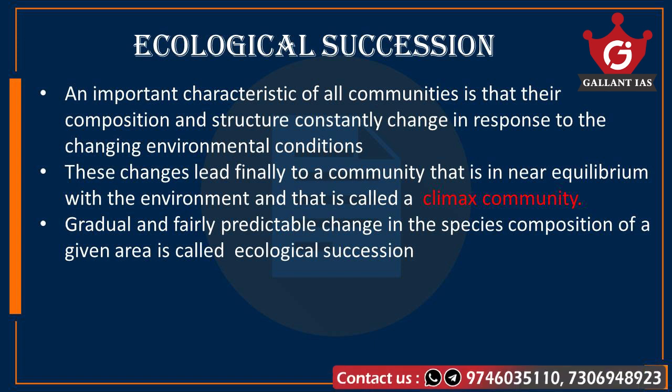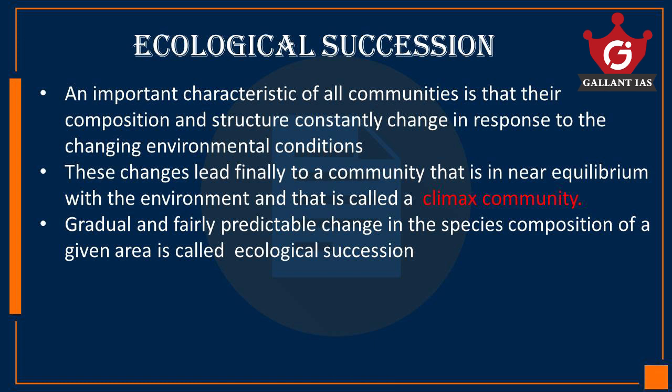Next is our main topic, ecological succession. So what is ecological succession? The gradual and fairly predictable change in the species composition of a given area is called ecological succession. We already discussed that the composition and structure of a community depend on environmental conditions, so from that we can easily get the logic behind ecological succession. I repeat again, gradual and fairly predictable. These are the two key terms: gradual and fairly predictable changes in the species composition of a given area is called ecological succession.